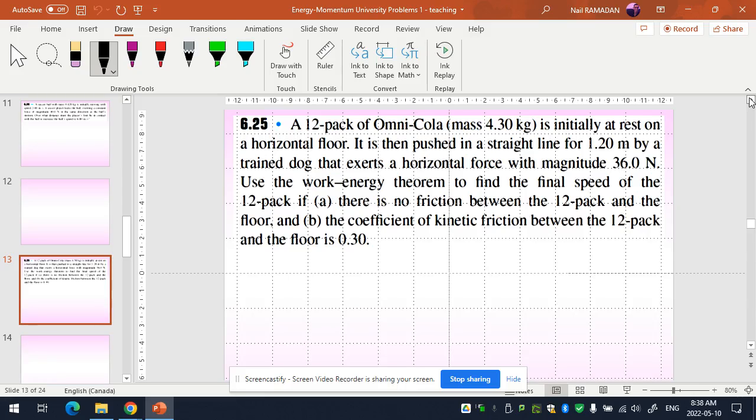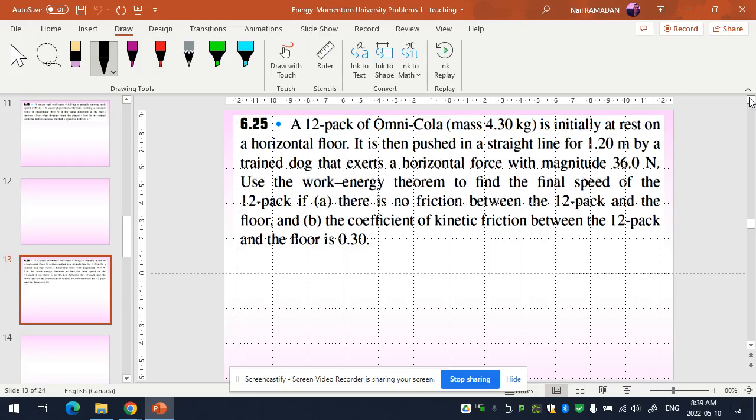So basically a box with a mass of 4.3 kilograms is initially at rest on a horizontal floor. It is then pushed in a straight line for 1.2 meters by a trained dog that exerts a horizontal force with magnitude 36 newtons. Use the work energy theorem to find the final speed of the box if there is no friction and if there is a coefficient of kinetic friction of 0.3.